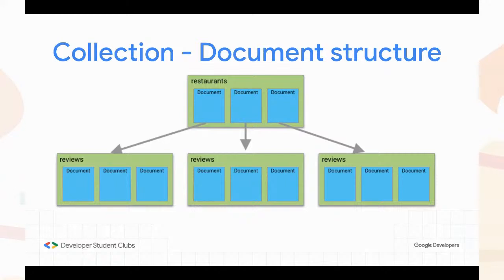But Firebase and Firestore also allow you to nest those. So you can see that there's this collection and document, and then you can have a reviews sub-collection for each document. So it's this collection-document structure.